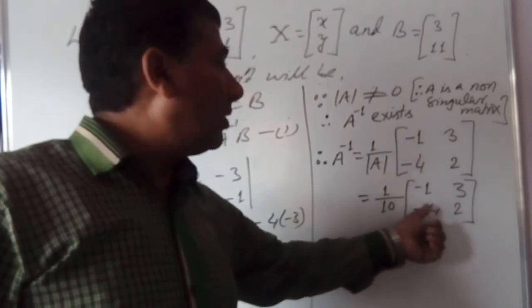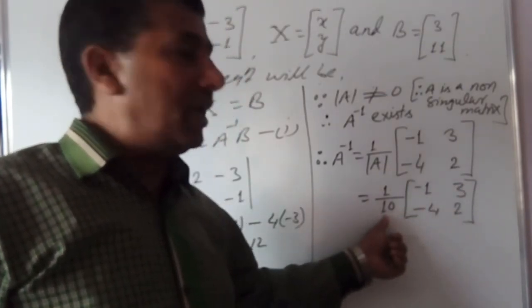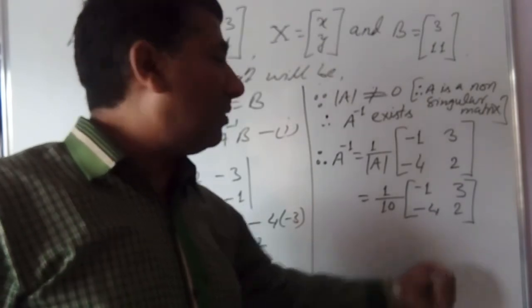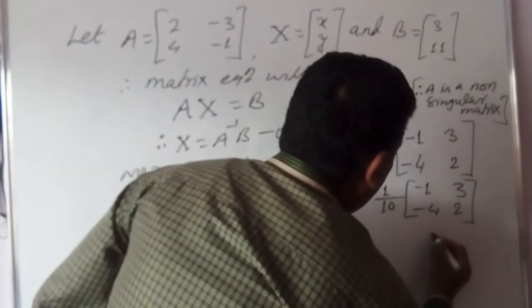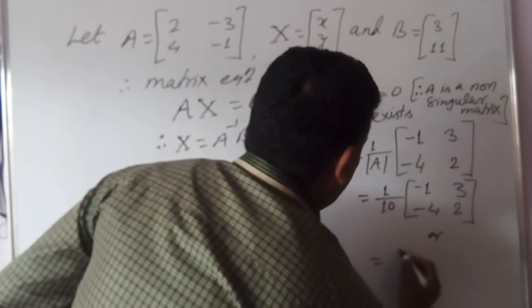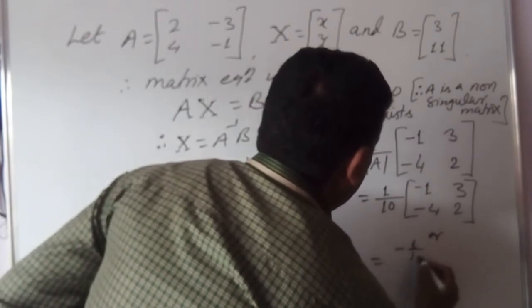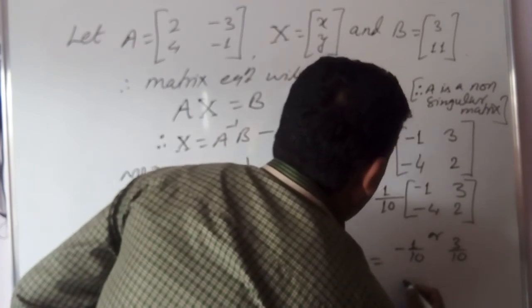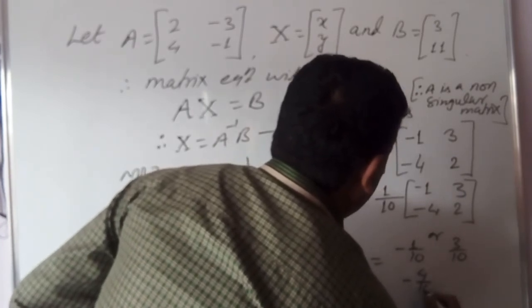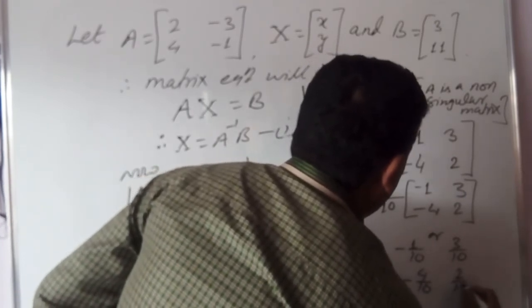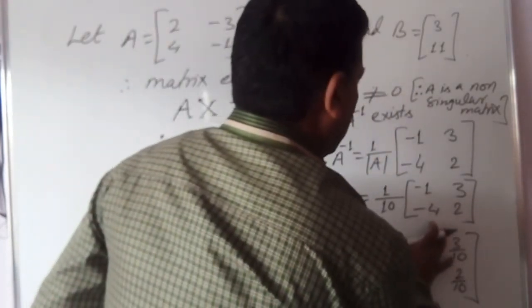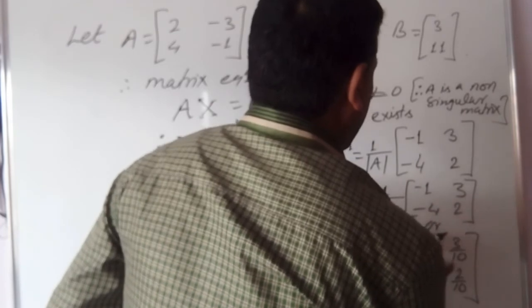And when you multiply all the elements by this 1 by 10, then the inverse elements will be in fraction. All the elements will be in fraction. Or you can write it like this: minus 1 by 10, 3 by 10, minus 4 by 10, 2 by 10. Now this one is A inverse.